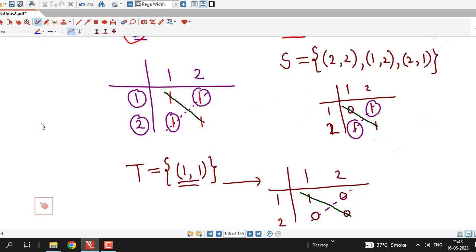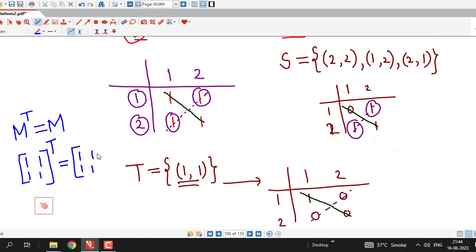And if you are familiar with the definition of symmetric matrix, we know that a matrix M is symmetric if its transpose is the matrix itself. For example, if I consider this matrix 1 1 1 1, and if I take transpose of this matrix, then I will obtain this same matrix. Therefore this relation matrix is a symmetric matrix.